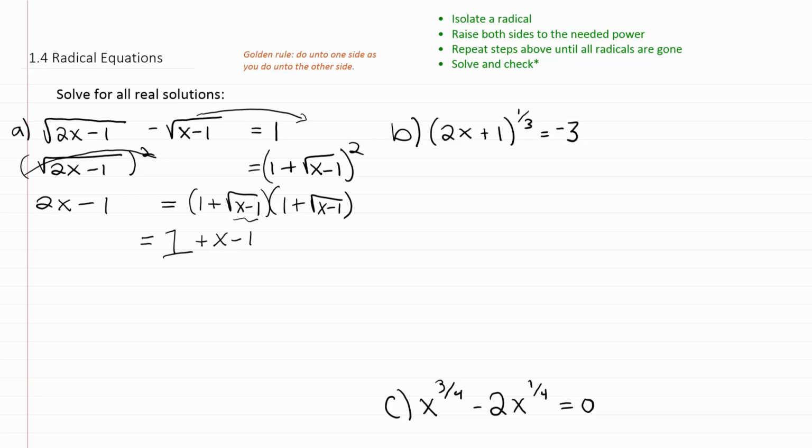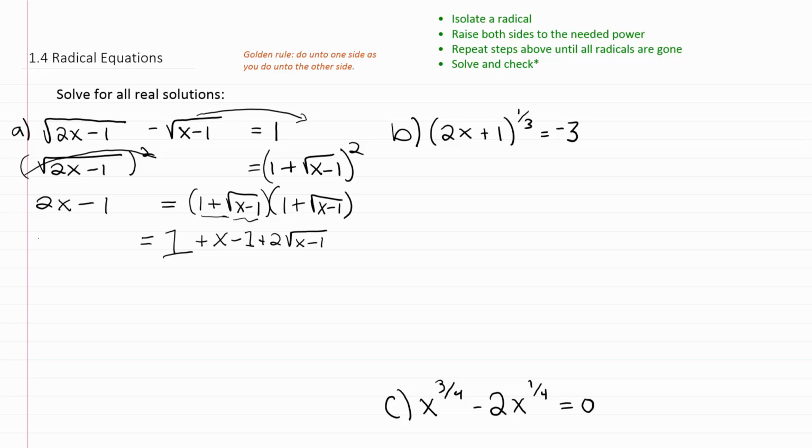And then you have to write twice the product of the two terms, right? So it'll be plus 2 square roots of x minus 1. It's the same result you would get if you FOILed it out the long way. We're just speeding things up a little bit by using this shortcut memorized pattern.